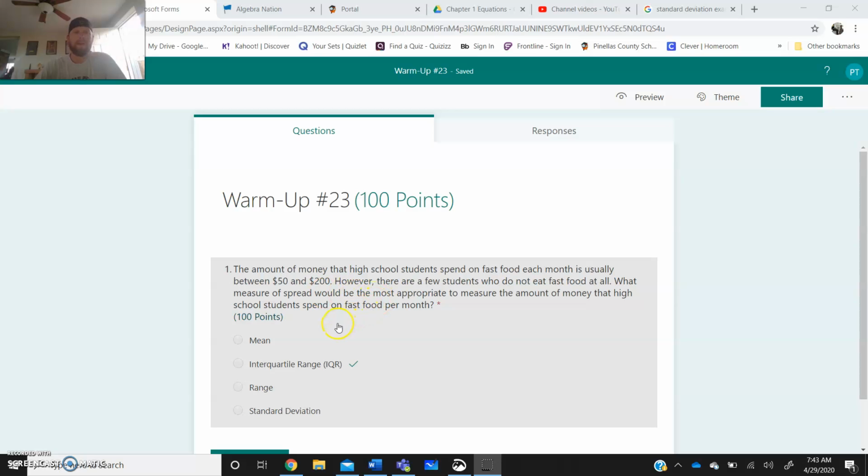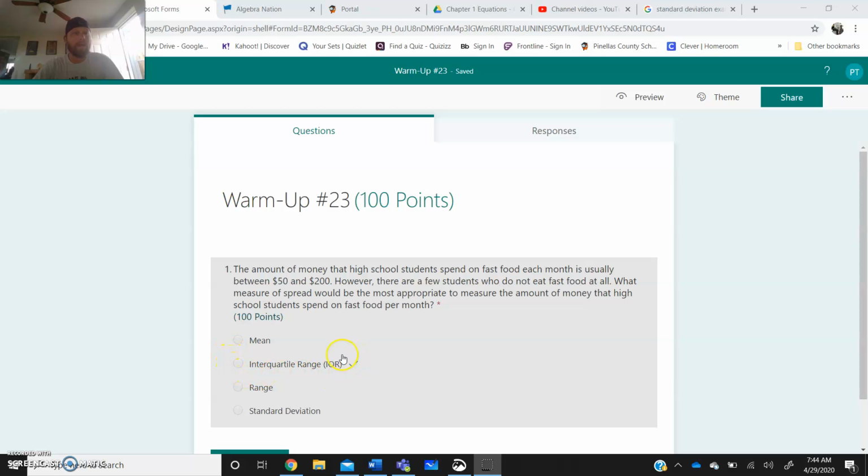Well, let's already get rid of some that don't make sense. The mean wouldn't make any sense because you have people that spend zero dollars, all the way up to 200. So the mean's not going to end up working in this instance. Range, well, think about it. That's just taking the biggest number minusing the smallest number. Well, 200 minus 0 is 200. Not going to work. Standard deviation is pretty much a more complicated version of dealing with means. So that's not going to work as well.